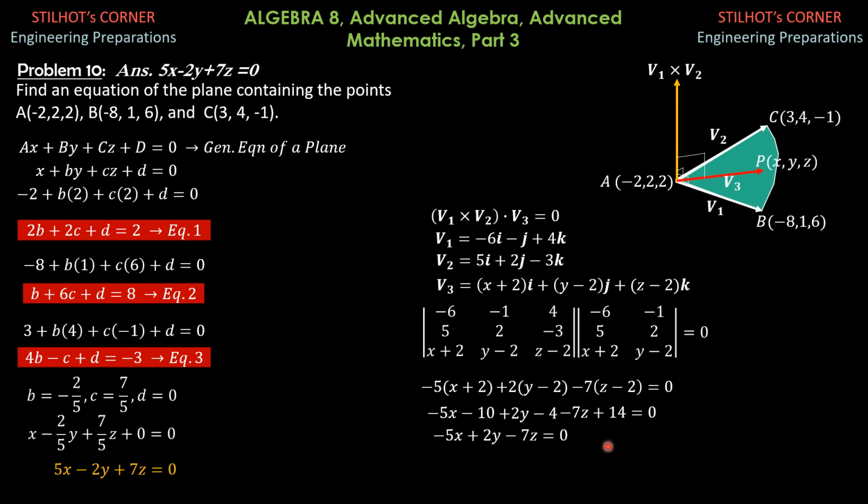And we multiply everything by negative 1 to interchange. So it becomes 5x minus 2y plus 7z equals 0. So that's it for this video because it's now lengthy.